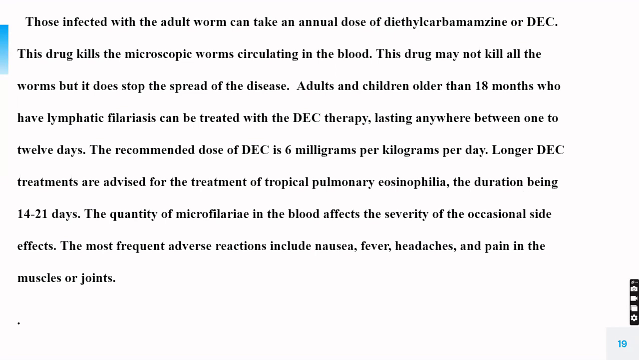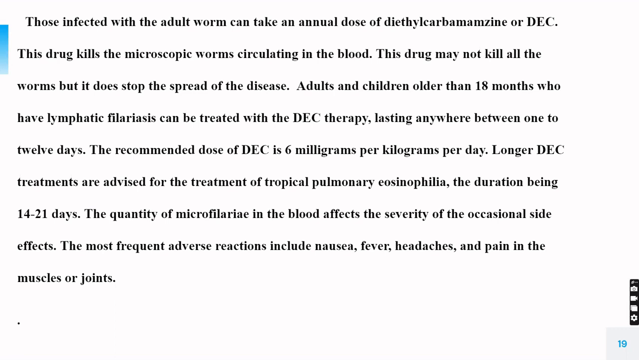Adults and children older than 18 months who have lymphatic filariasis can be treated with DEC therapy, lasting anywhere between 1 to 12 days. The recommended dose of DEC is 6 milligrams per kilogram per day. Longer DEC treatment is advised for the treatment of tropical pulmonary eosinophilia, the duration being 14 to 21 days.